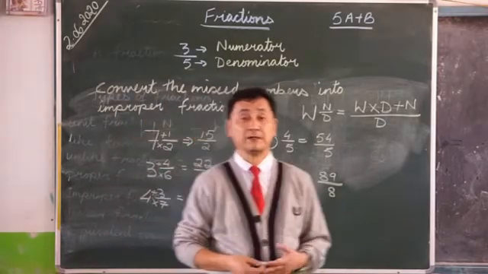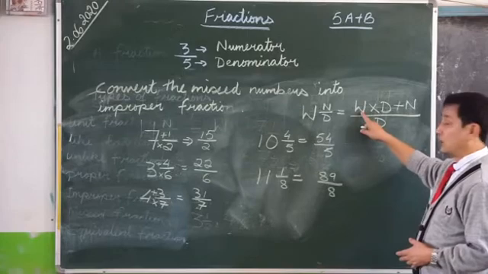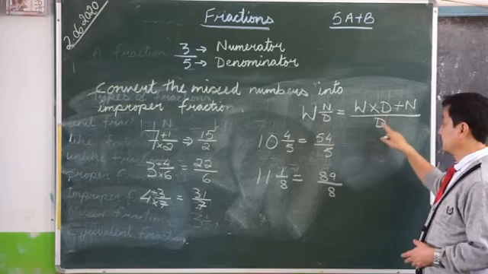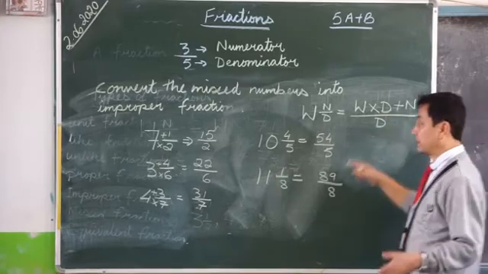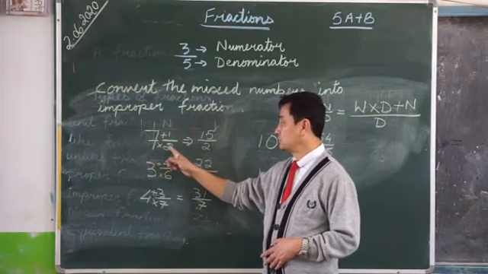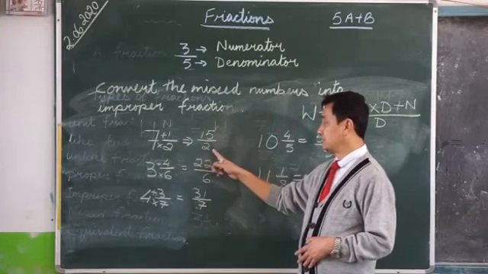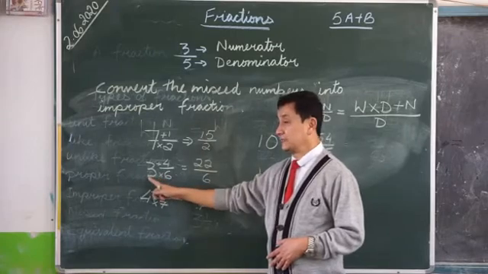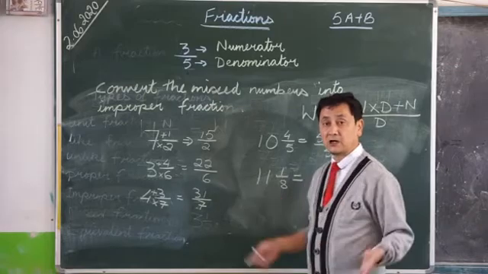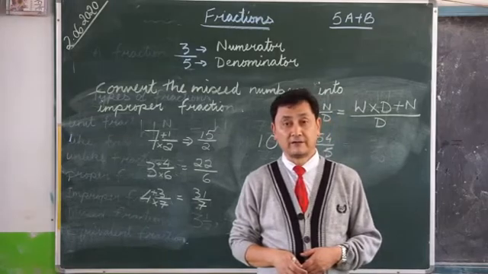When we convert mixed number into improper fraction, we must multiply the whole number with the denominator and add the numerator and put the same denominator. In the beginning, for first 2 or 3 sums, you can put the signs. 7 into 2 plus 1. 7 2s are 14 plus 1, 15, and write the same denominator 2. 6 3s are 18 plus 4, 22, write the same denominator. Okay? So this is how we convert a mixed number into improper fraction.